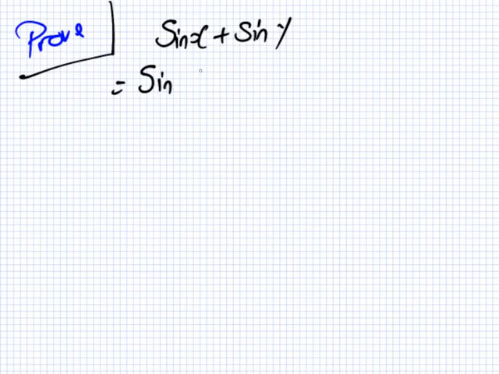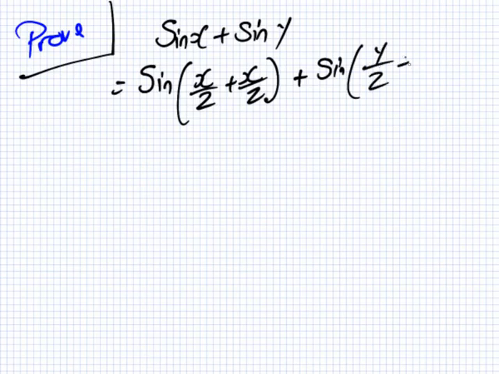So, I have sine x plus sine y. So what can I do here? Well, I can do this. Sine x is the same as sine of x over 2 plus x over 2. Plus sine of y over 2 plus y over 2.